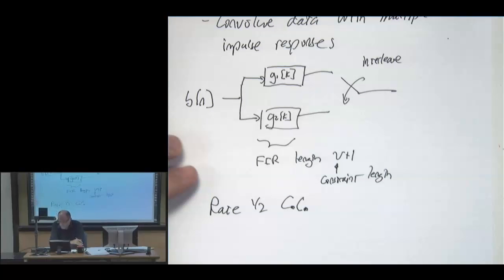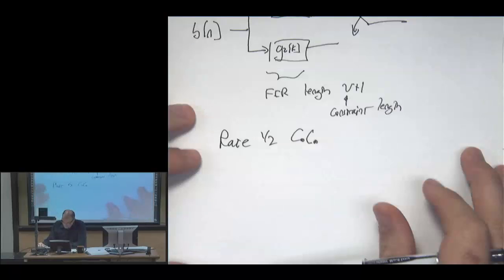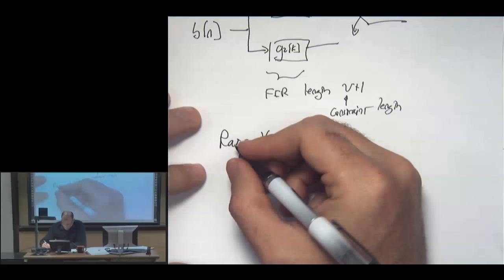Rate 1/2 convolutional code is used in GSM. It's used in 802.11. It's used in IS-95, wideband CDMA. So convolutional codes are used all over the place as well. This is an example I have from my notes here. I forget where I got this example.